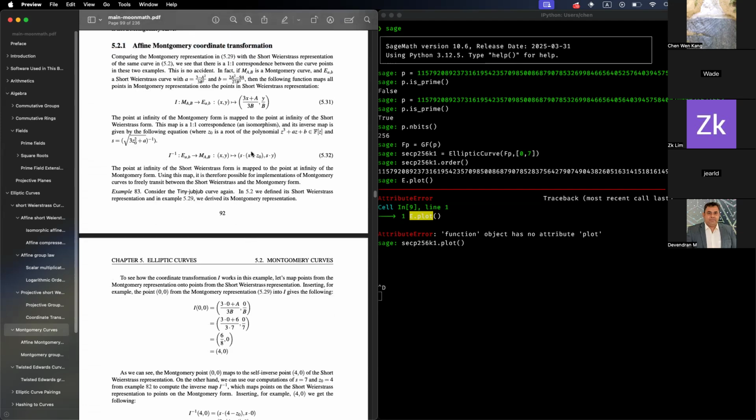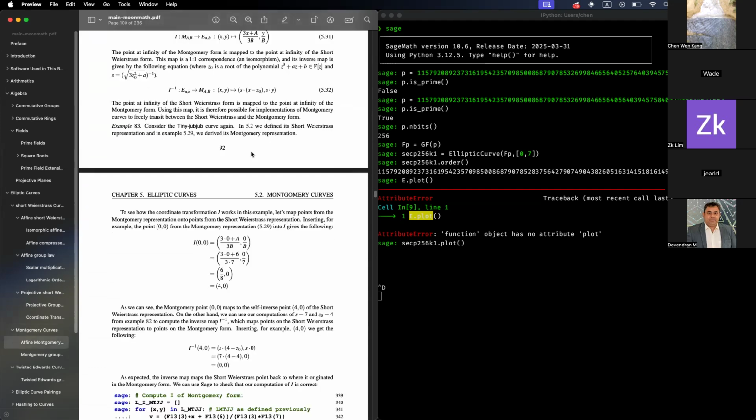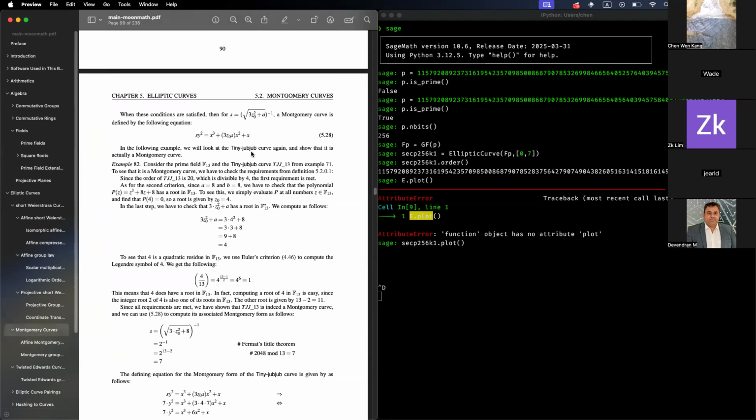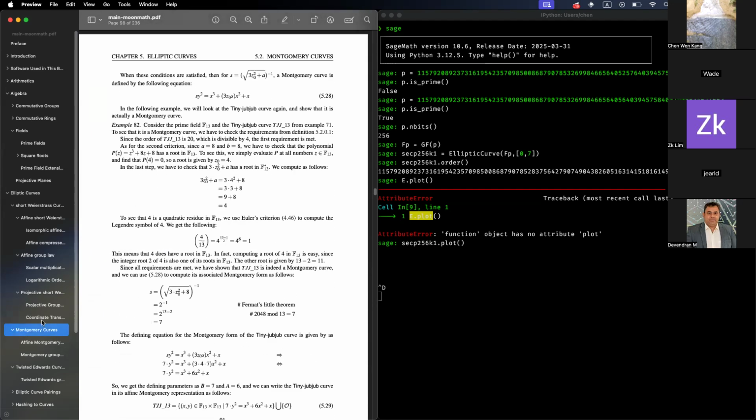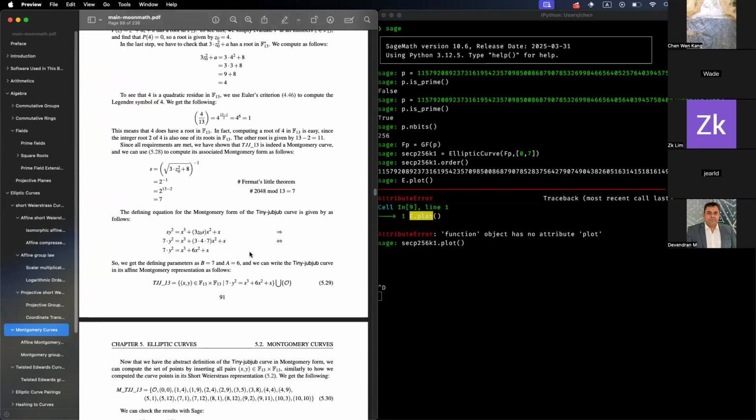Affine coordinate transformation questions. Oh, okay. Good question. Why do you want to use the Montgomery curves? Let me click into that.